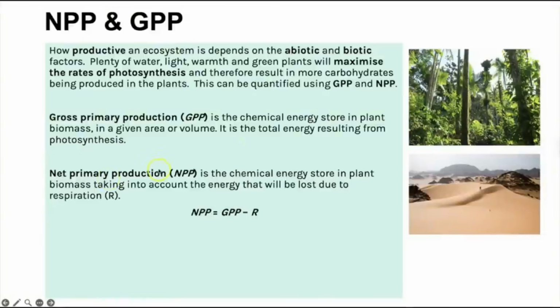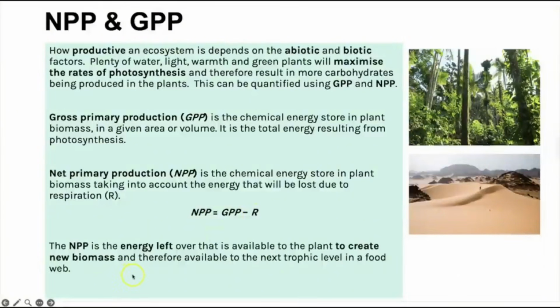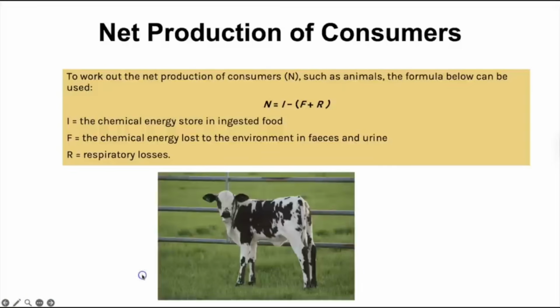Net primary production, or NPP, is the chemical energy stored in plant biomass after respiration losses have been removed. And that is basically what is available for the next organism in the food chain, because you've taken away the energy losses already. Now, if you are asked what either of those terms mean, always give the equation, because that is always worth a mark. The NPP, as I said, is the energy left over after respiration has been removed, and therefore it's what there is available to make new biomass.